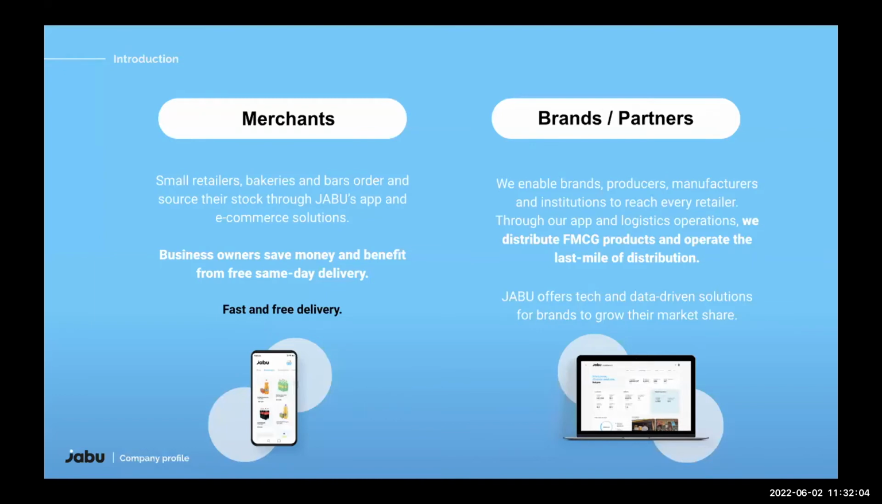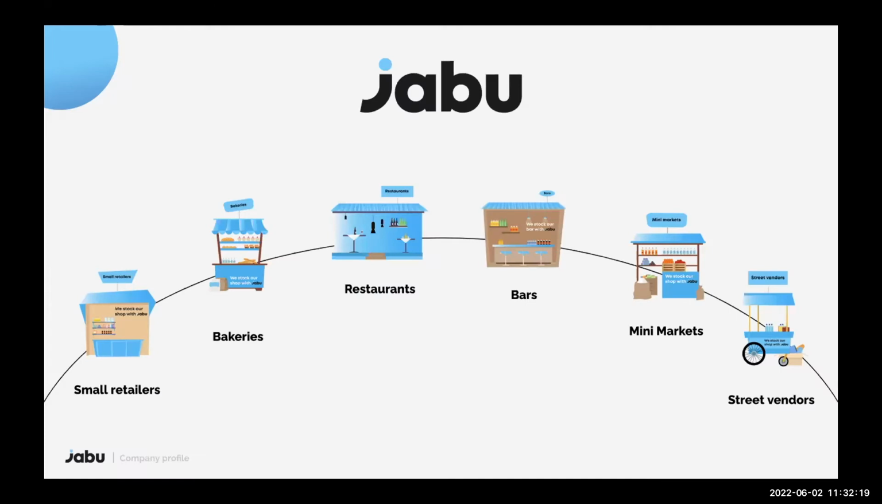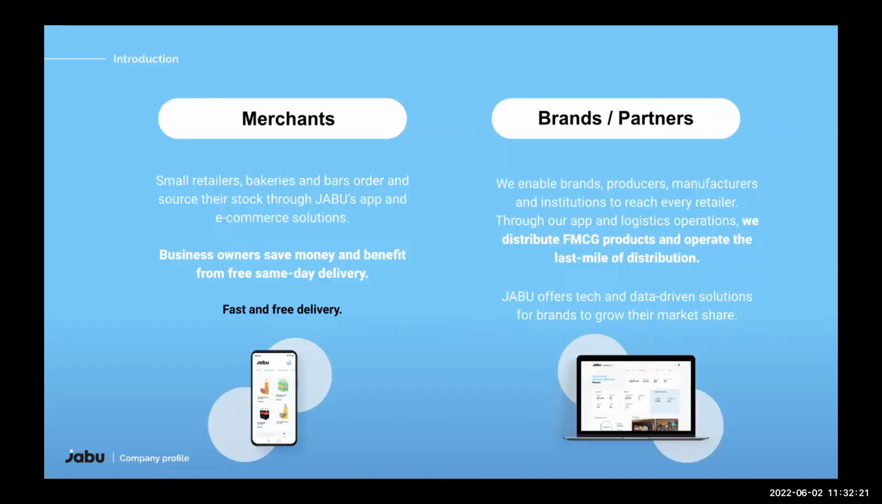So I told you a little bit about the merchants and what we're solving for there, but what I think is probably most exciting and relevant to all of you is our commitment to our brands and our partners. And for all of you, we're enabling your brands, producers, manufacturers, and institutions to really reach all of these retailers that we just described on the previous slide. And to do that, we're offering you that last mile of distribution, and we'll get into what that means.